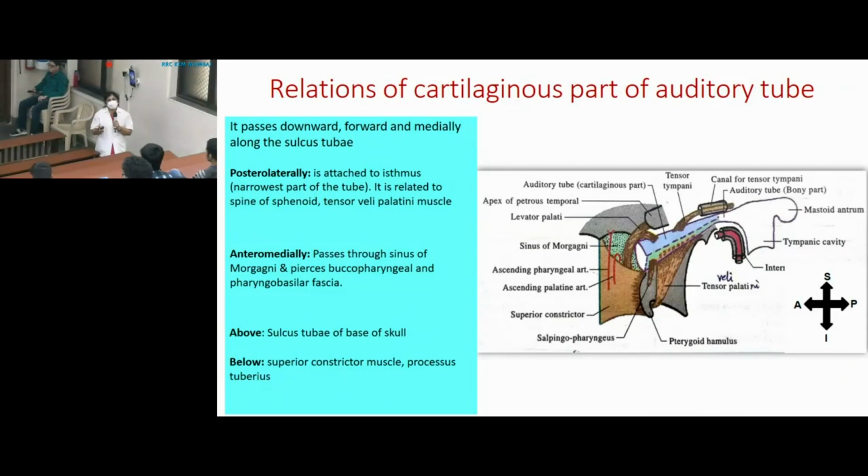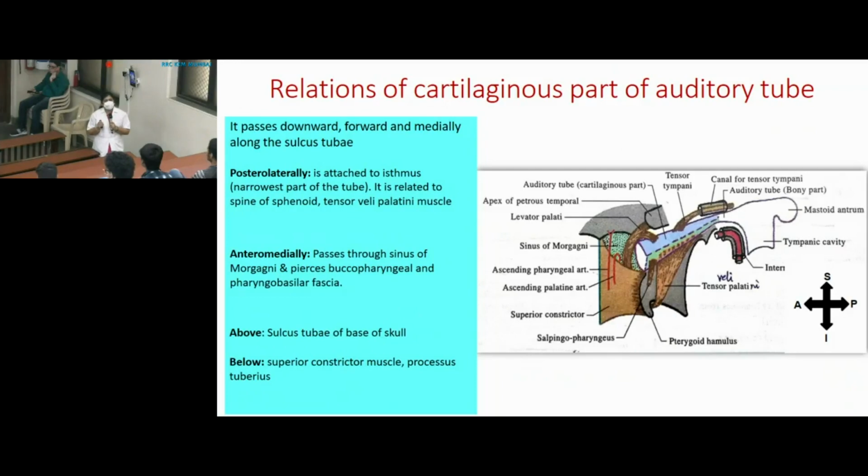It connects the anterior wall of the middle ear cavity with the lateral wall of the nasopharynx. So where is the other opening seen? Lateral wall of the nasopharynx. So where exactly is it located? 1.25 centimeters behind and below the posterior end of the inferior nasal concha.